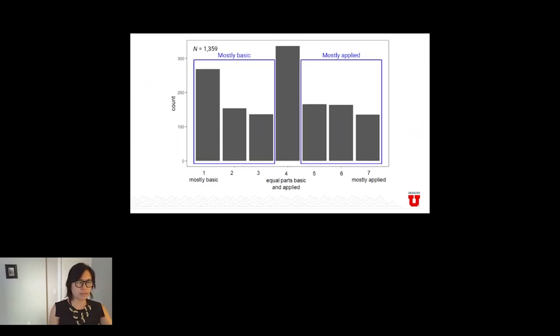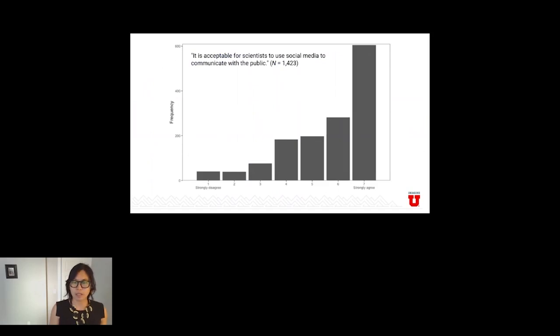So we had a mostly basic category, an equal parts basic and applied, and then a mostly applied category. And this will come into play later, and I'll talk about a few other questions leading up to that. So then we also asked scientists their thoughts on how acceptable it is to use social media to communicate with public audiences. And you can see that most of them agree with this statement.